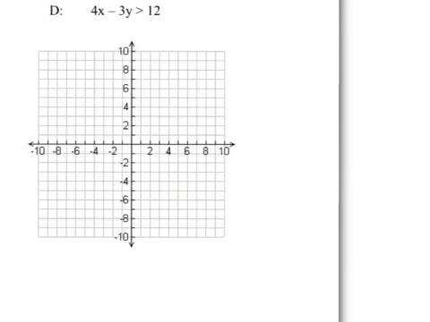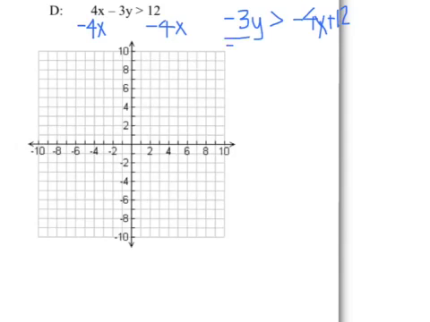Okay, moving over to D. D also needs to be solved for the variable, for y. So we'll subtract 4x from both sides. We get negative 3y is greater than negative 4x plus 12.